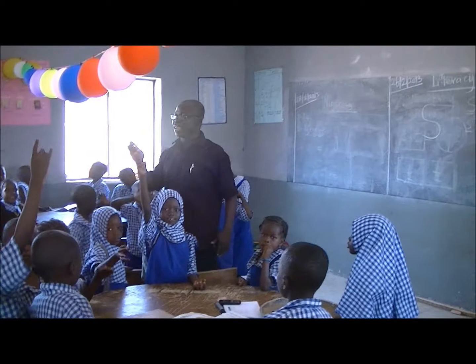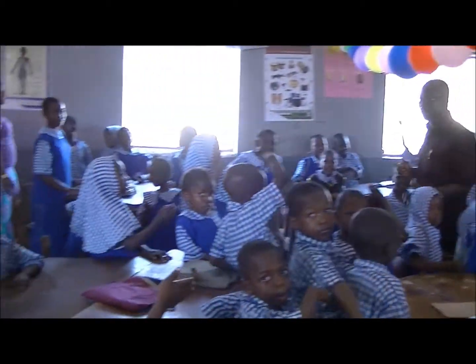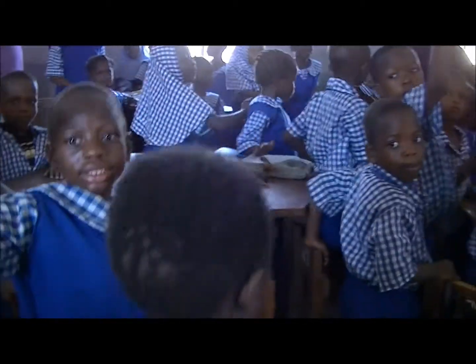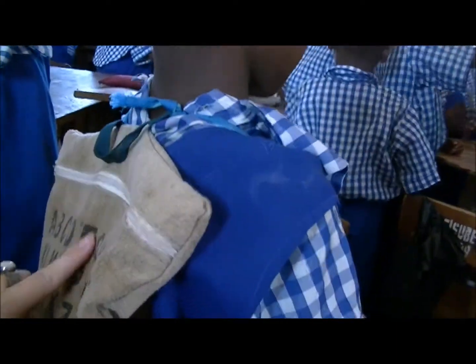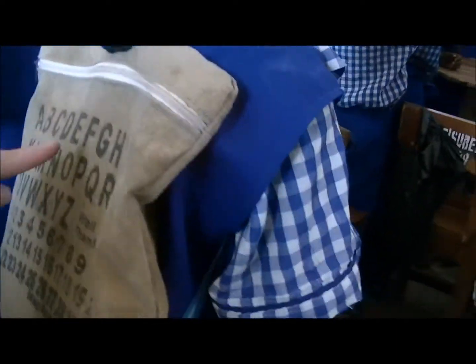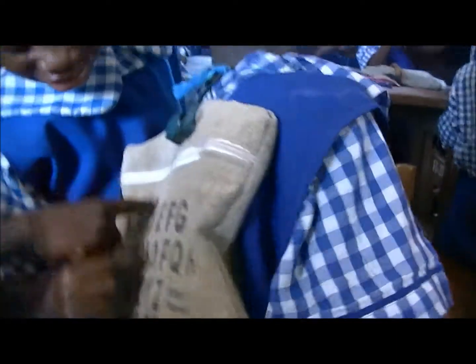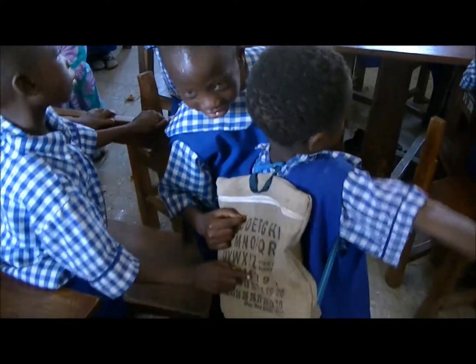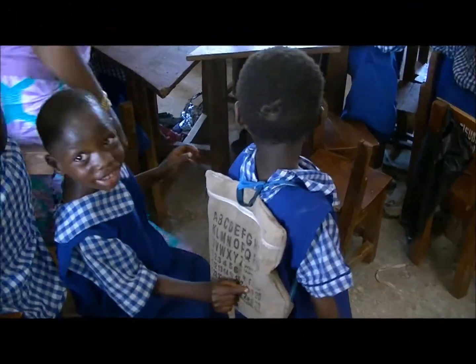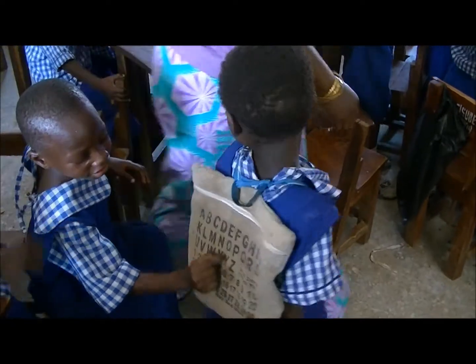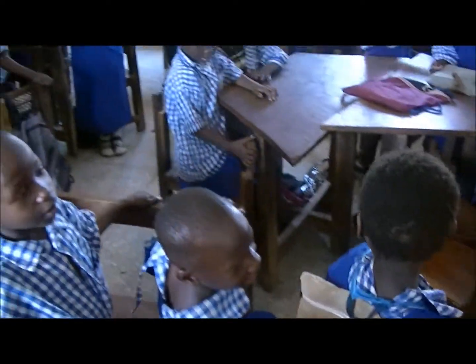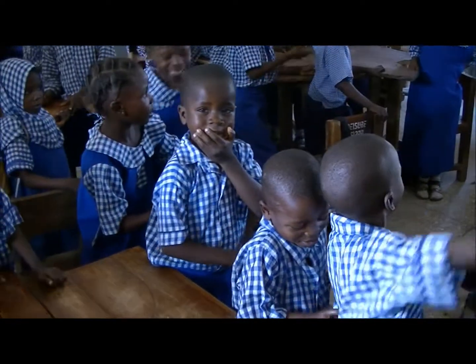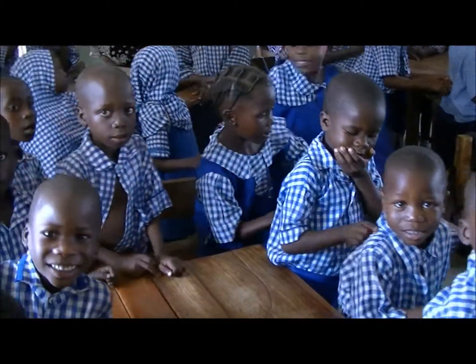write letter S at the back of your banner. At the back of your banner. Write letter S, then send it. As you are reading it in the air, you are equally writing at the back of your banner.